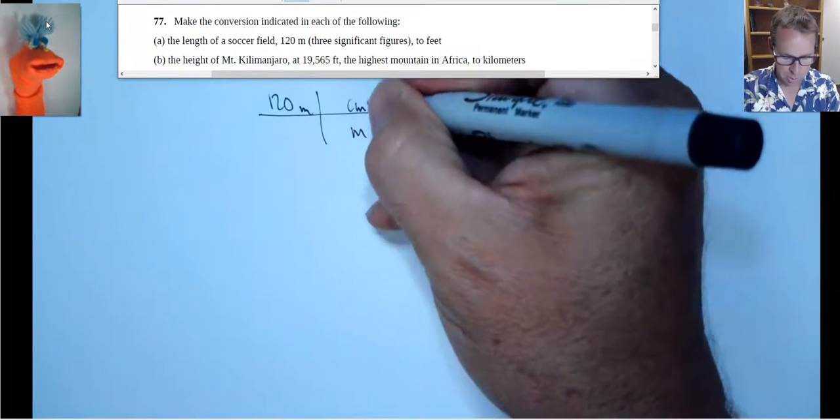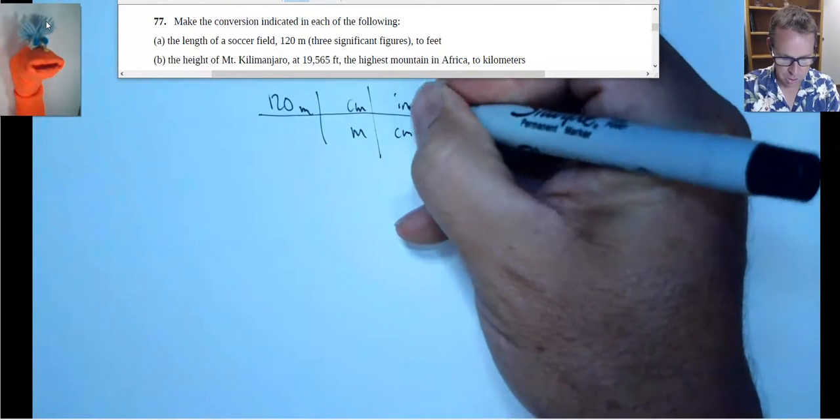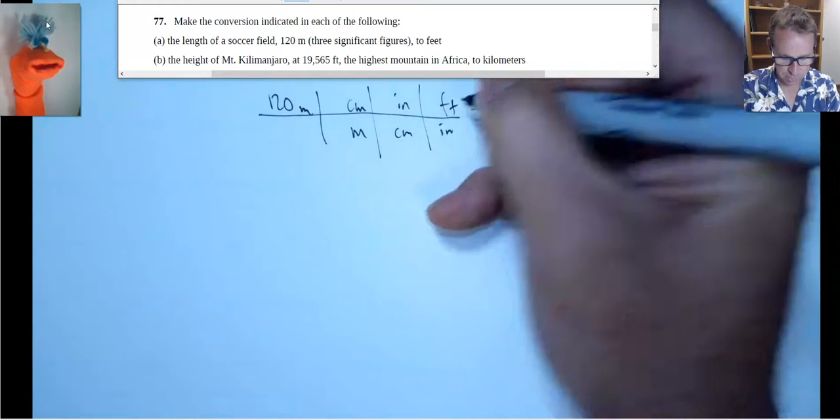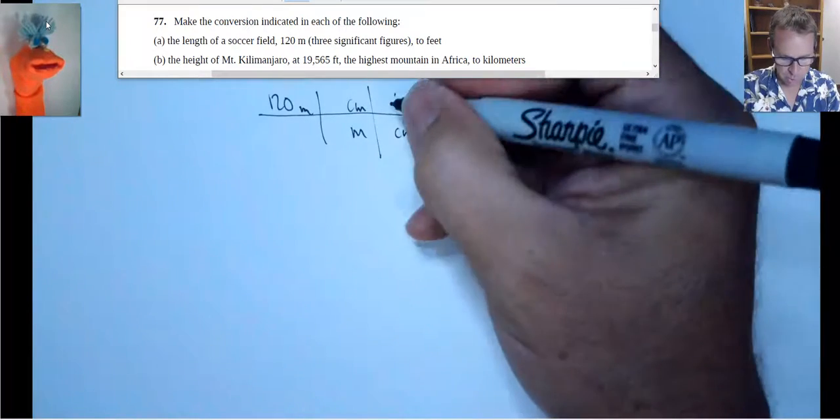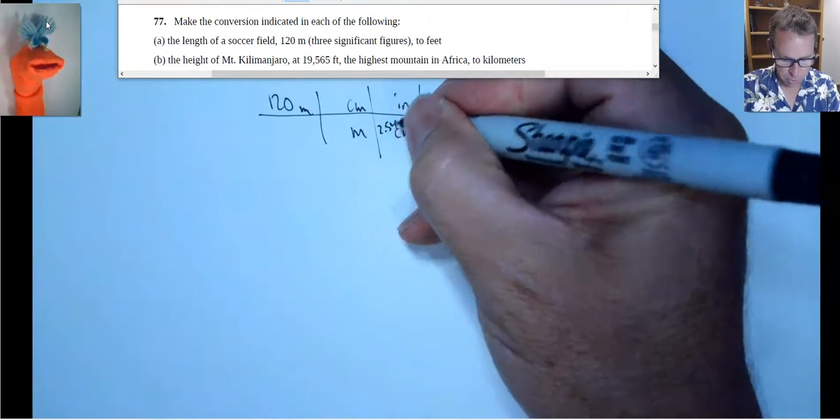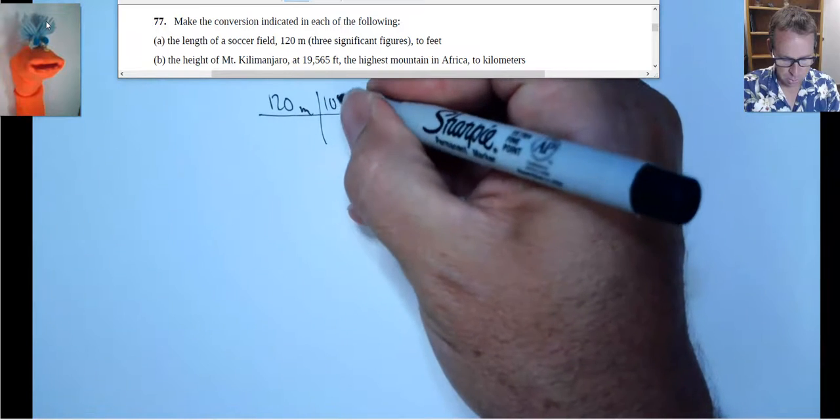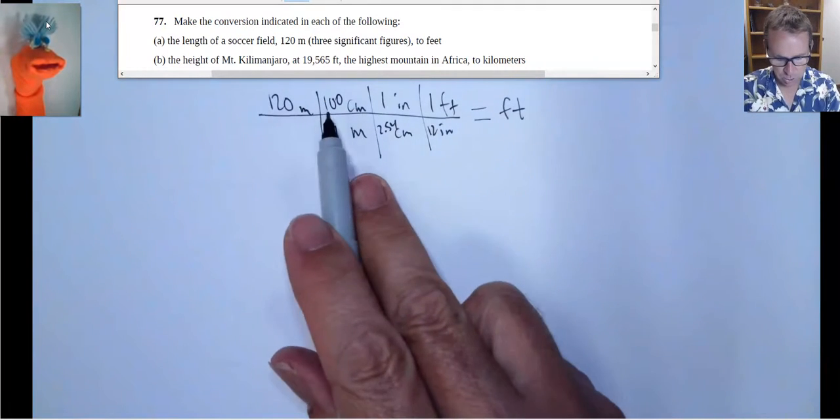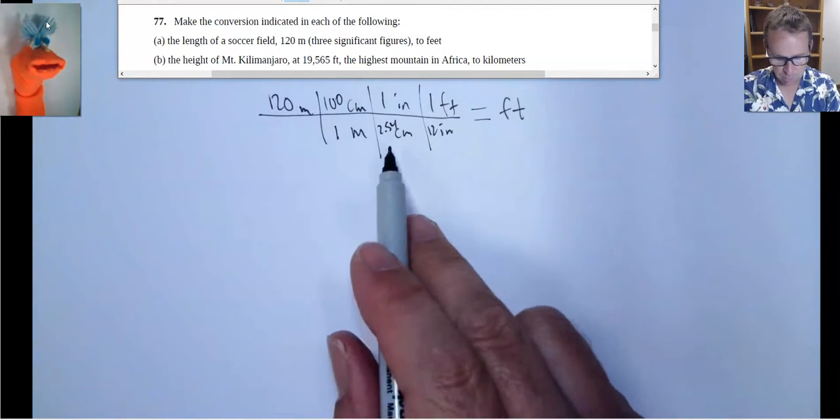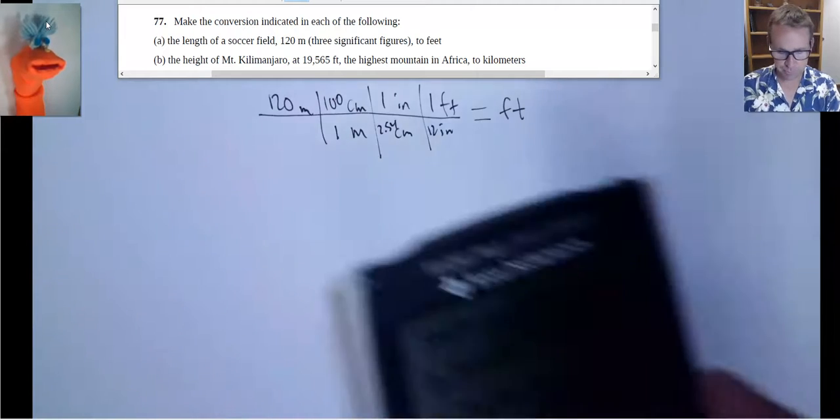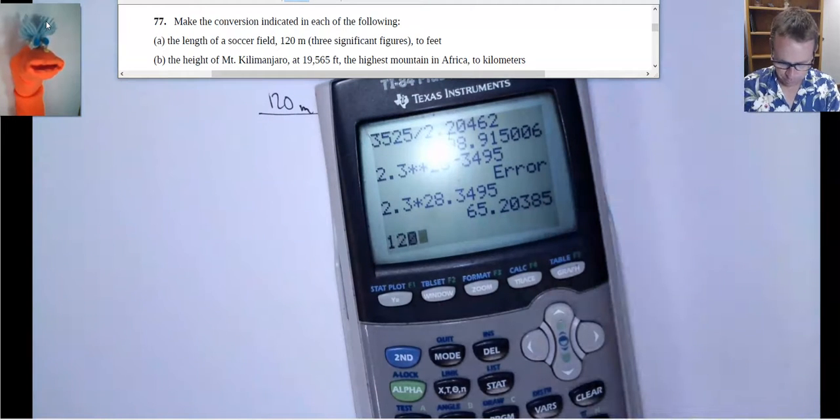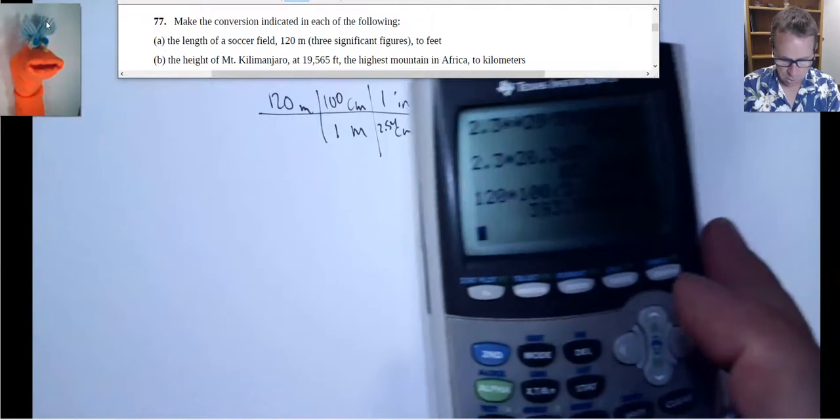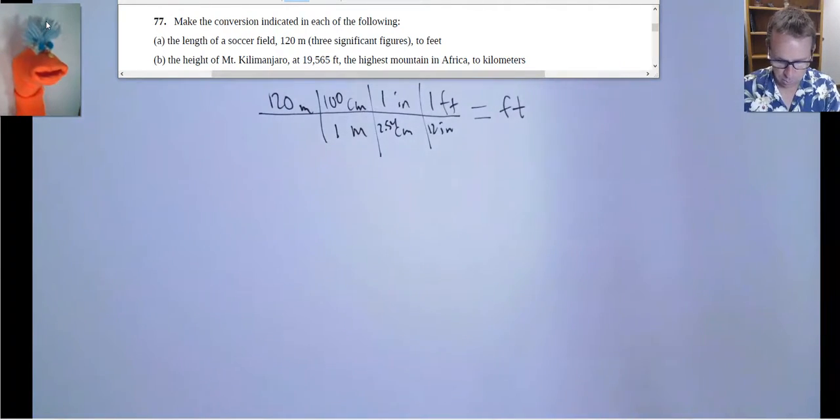Very good. Meters to centimeters is good because then we can go centimeters to inches and then inches to feet, right? 12 inches per foot, 2.54 centimeters per inch, 100 centimeters per meter. So 120 times 100 divided by 2.5 and divided by 12. All right. Okay, and the answer is 393 feet.